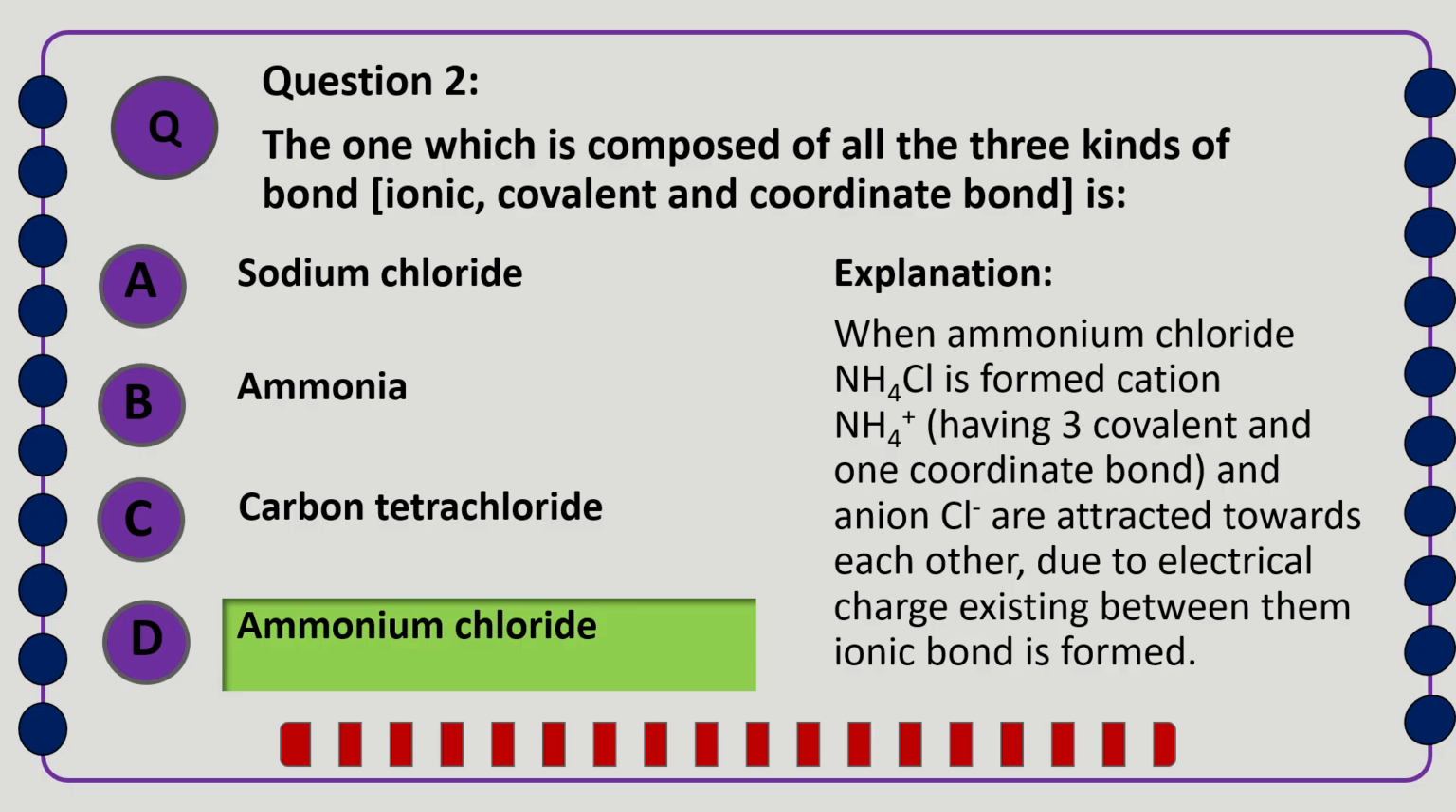Let's take the explanation. When ammonium chloride, that is NH4Cl, is formed, cation ammonium having 3 covalent and 1 coordinate bond and anion chloride are attracted toward each other. Due to electrical charge existing between them, ionic bond is also formed. I hope the concept is clear. Let's move on to the next question.